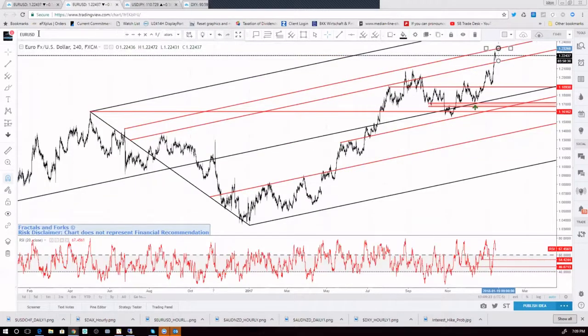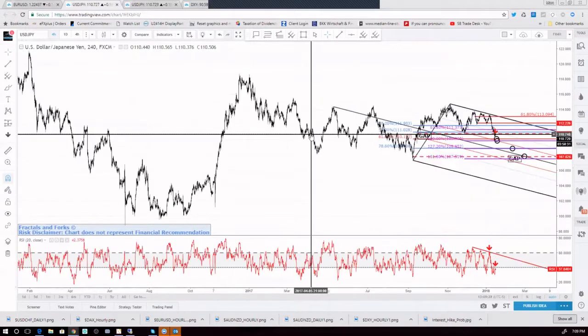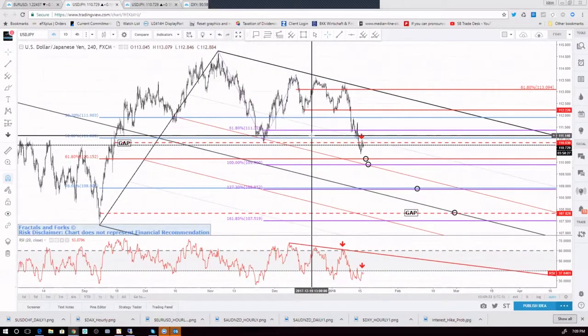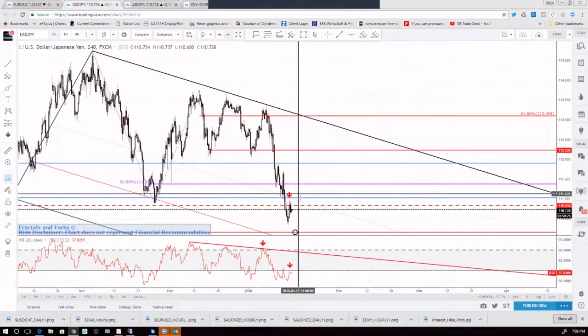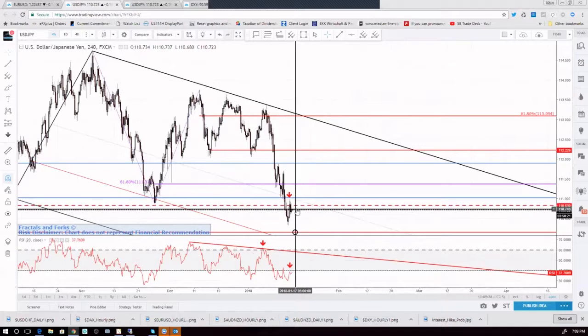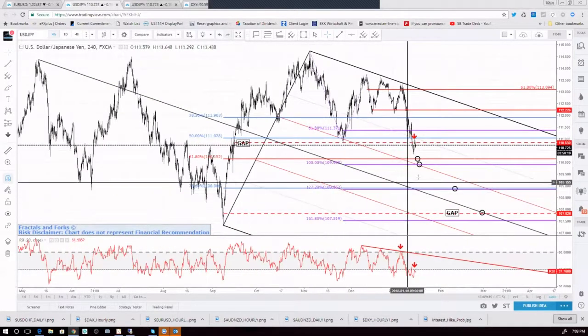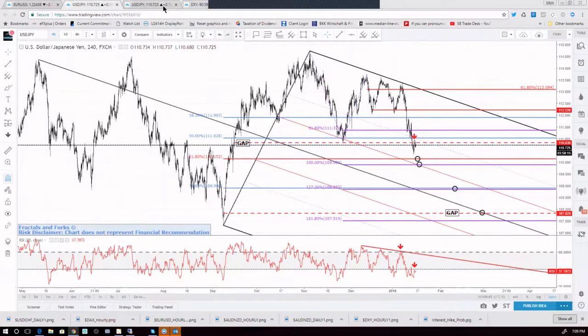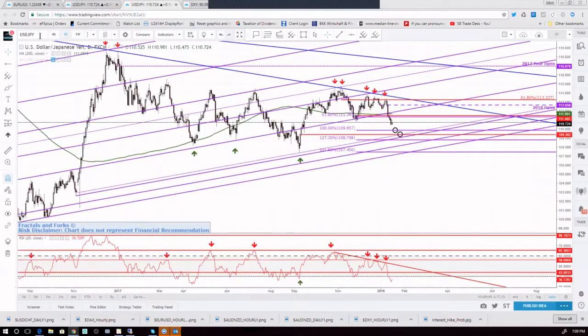Okay, 4 hour. Not much to see. The same thing. I expected a bigger pullback. It doesn't seem we're getting it. So look for more dollar weakness. Then for tomorrow, dollar CAD.